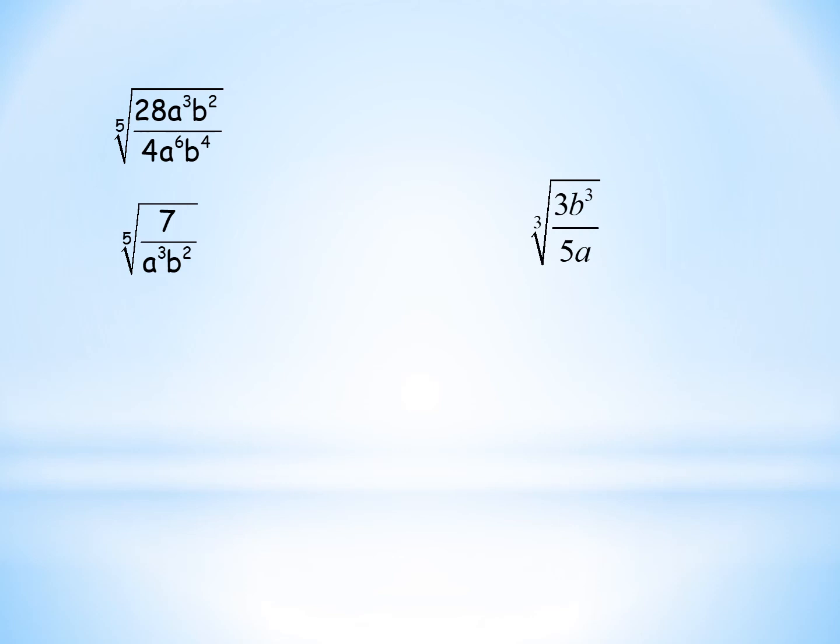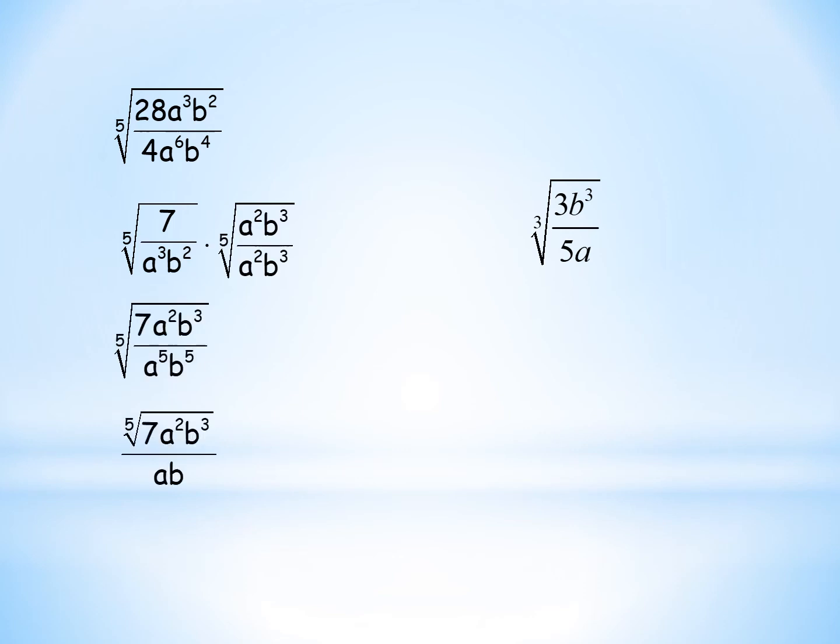Well, I want that a cubed to be an a to the 5th, and I want the b squared to be a b to the 5th. So I have to multiply by a squared b to the 3rd. I do that, and then I can go ahead and rationalize that denominator. Let's look at the next one.